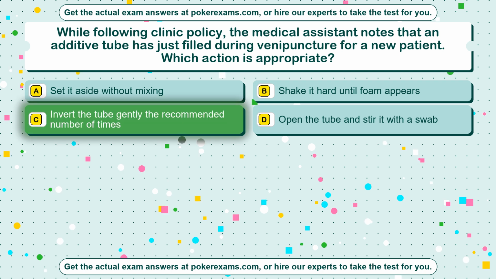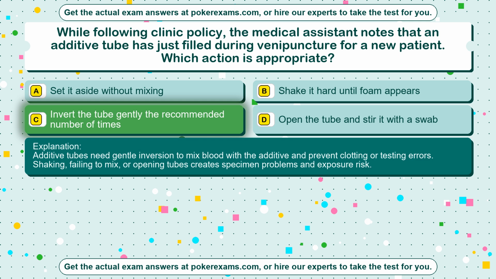The correct answer is option C. Invert the tube gently the recommended number of times. Additive tubes need gentle inversion to mix blood with the additive and prevent clotting or testing errors. Shaking, failing to mix, or opening tubes creates specimen problems and exposure risk.